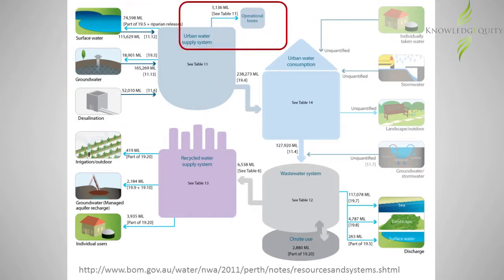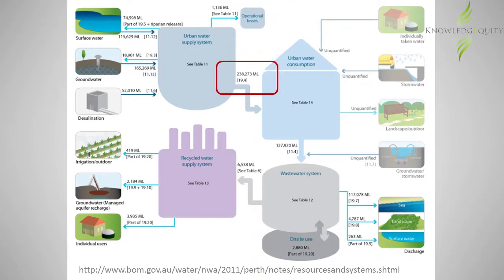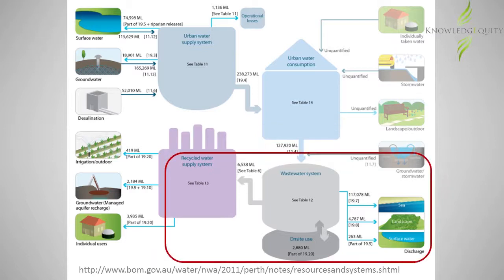Water losses due to leaking pipes and other causes are highlighted, and the amount of water consumed is then shown. Just over half the water consumed then enters the wastewater system, and the majority of this goes to the sea, and a very small proportion is diverted to the landscape or is recycled.